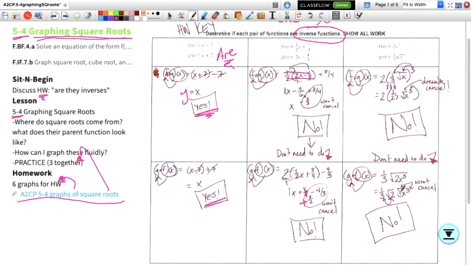oh yeah, square root of x to the 3rd is not going to cancel nicely, okay? This would have to be the exact same power as my index, and my index here is technically a 2. So since these won't cancel, I know it won't work.